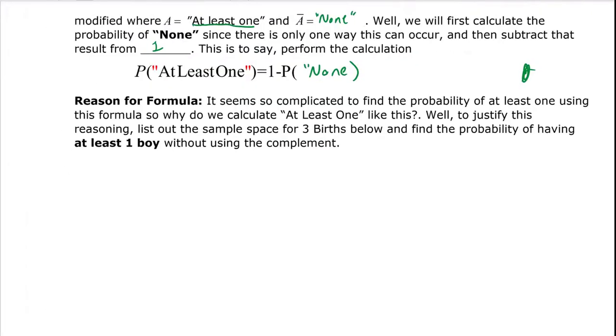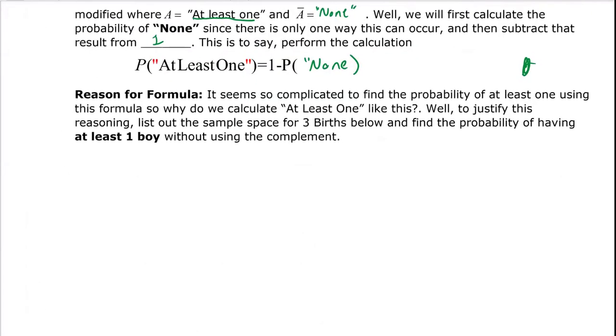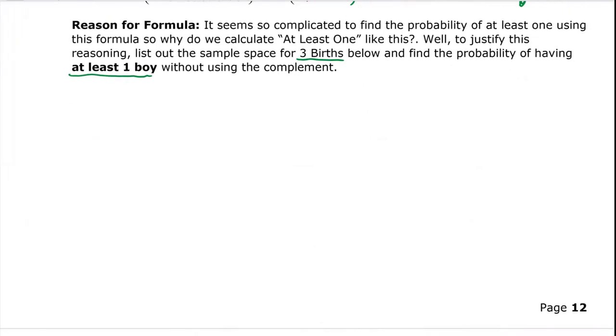subtract it from 100%. So this problem down here says we have 3 births, so 3 children. We want at least one boy. So keep in mind that's what we're trying to find. Okay, I'm going to start this problem out. Probability at least one boy.